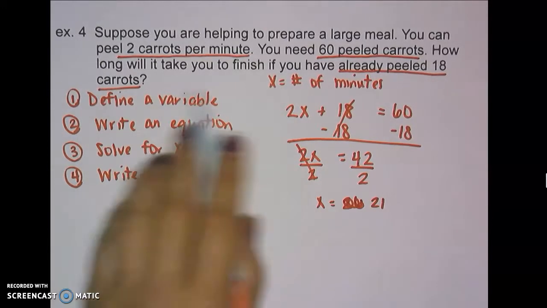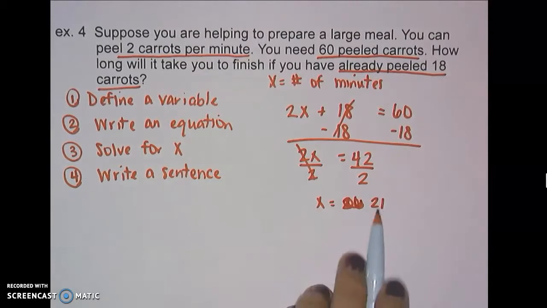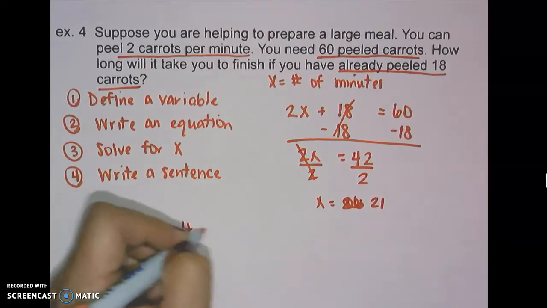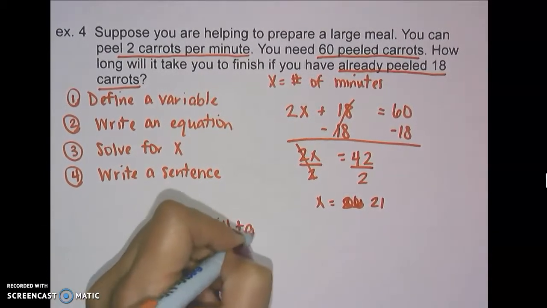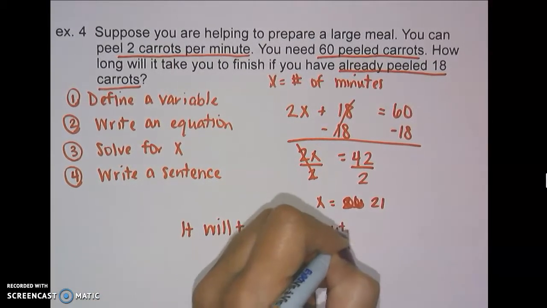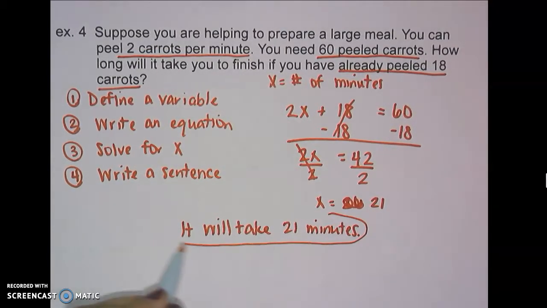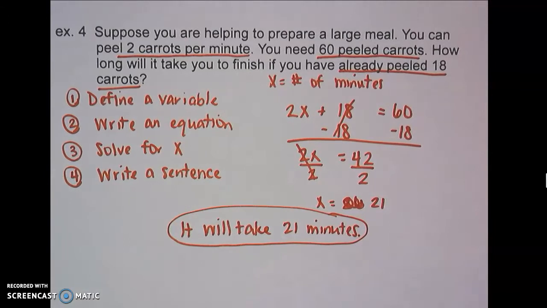What does that mean? It says, how long will it take you to finish? So what does x equal? x equals the number of minutes, so it will take 21 minutes. Now, you don't have to say those exact words. You could say it in a different way, but you somehow have to say that it would take 21 minutes in order to get those carrots peeled.